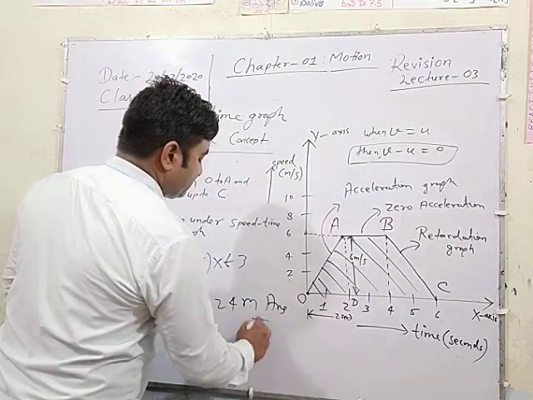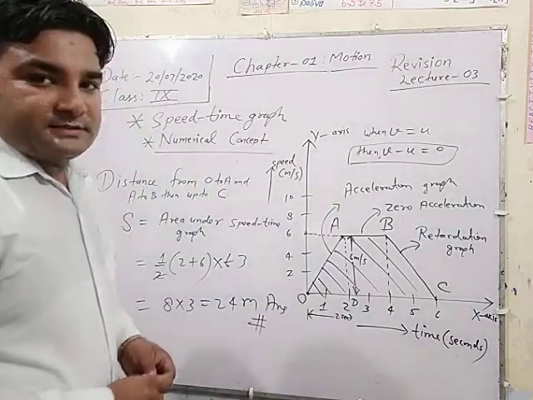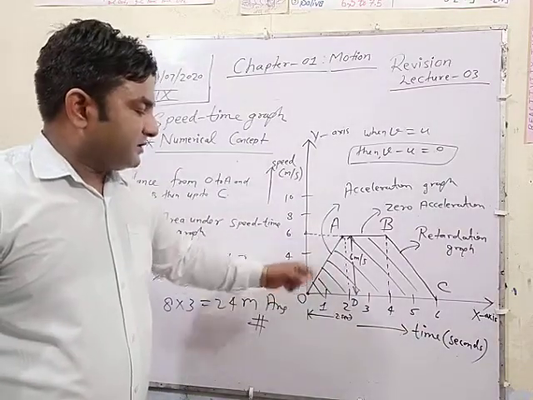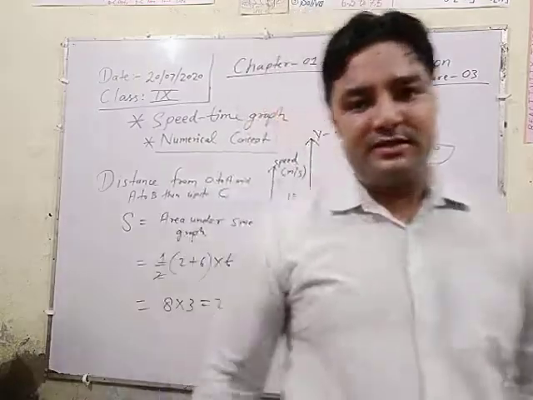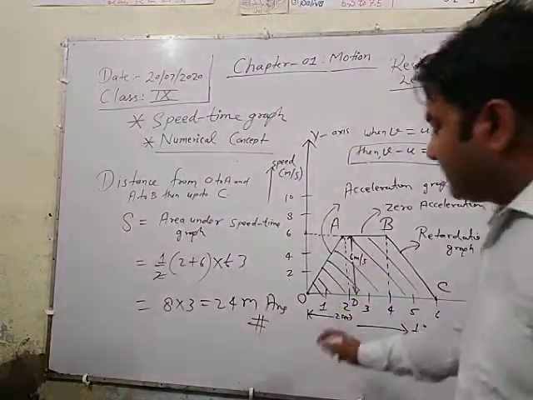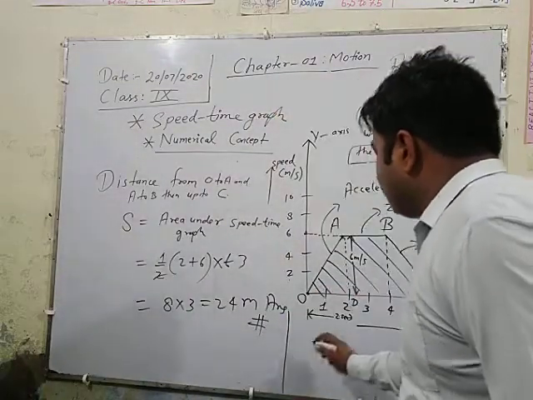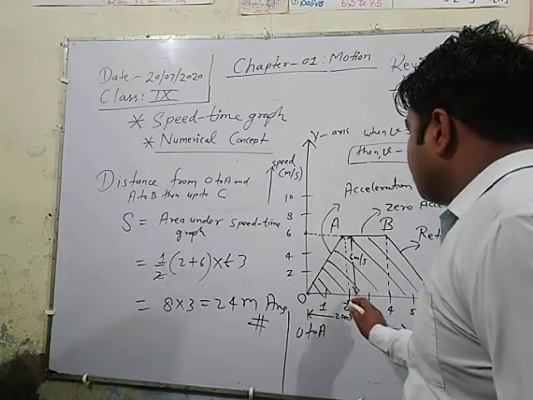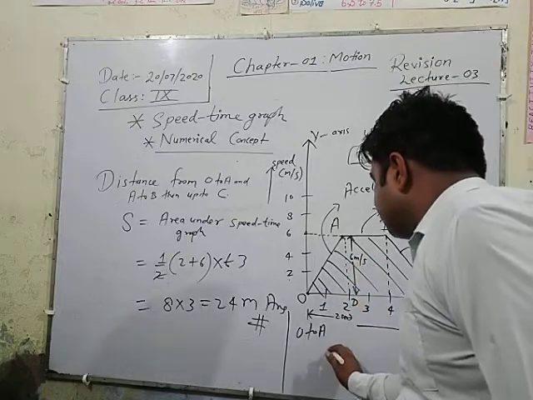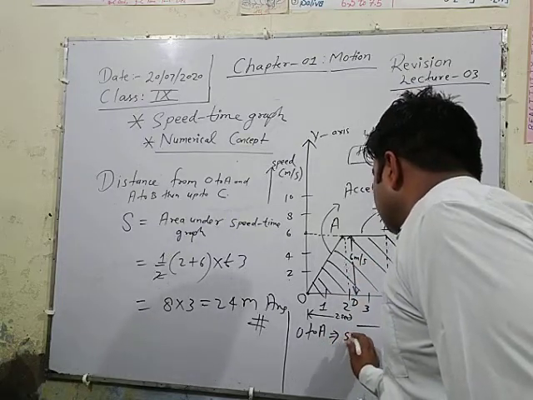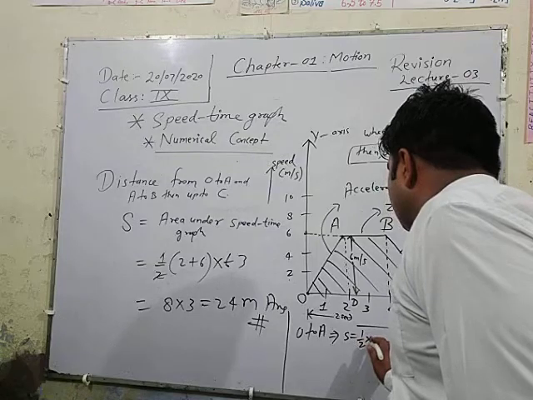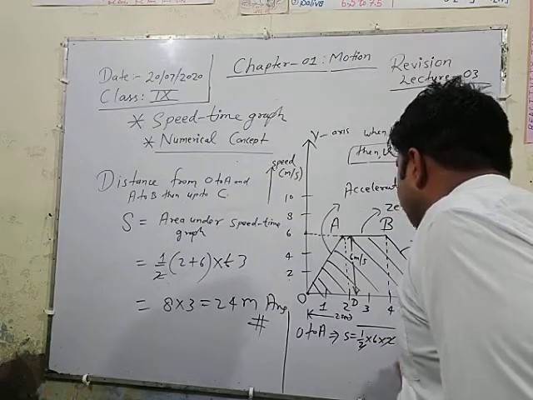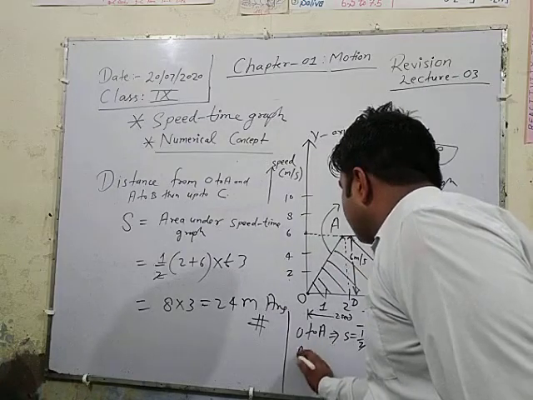See, answer of distance. And if we just calculate part wise, that is from O to A, what is the distance? Then the answer will be same. So see, in part wise calculation, from O to A, distance, that is 1 upon 2 into 6. S is equal to 1 upon 2 into 6 into 2, that is equal to 6 meter.